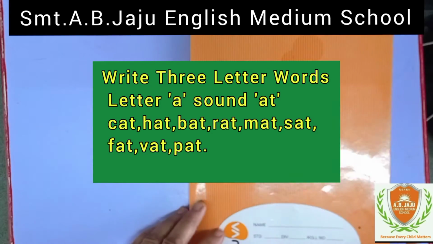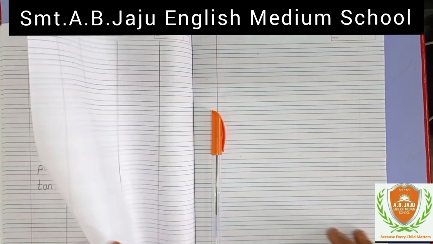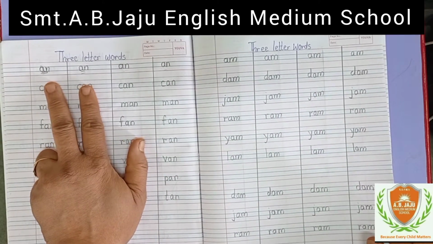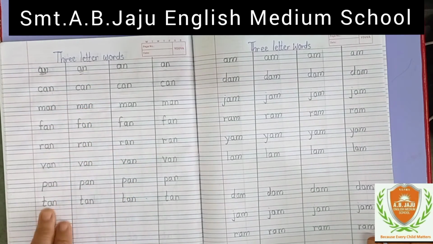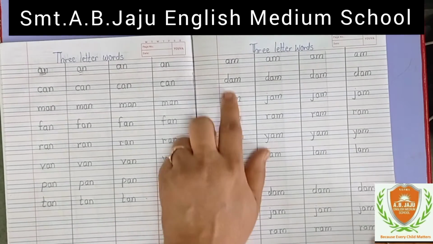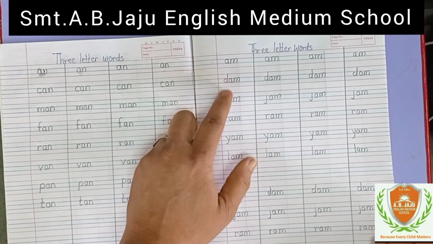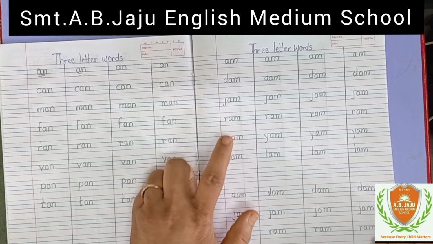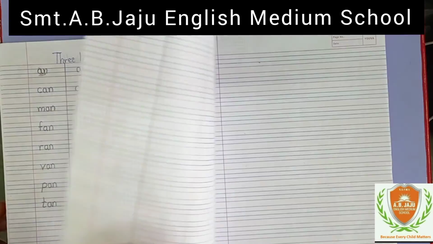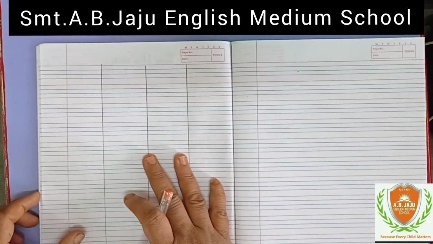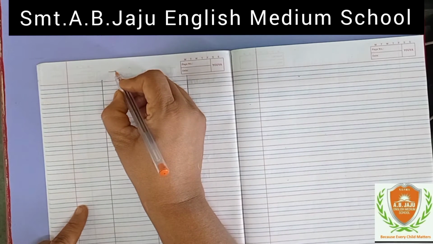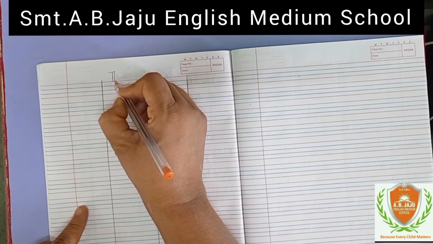In the previous video we learned and wrote three letter words with A and made: can, man, fan, ran, van, pan, tan, and am, am making three letter words: dam, jam, ram, yam, lamb. So now today we are going to make three letter words.